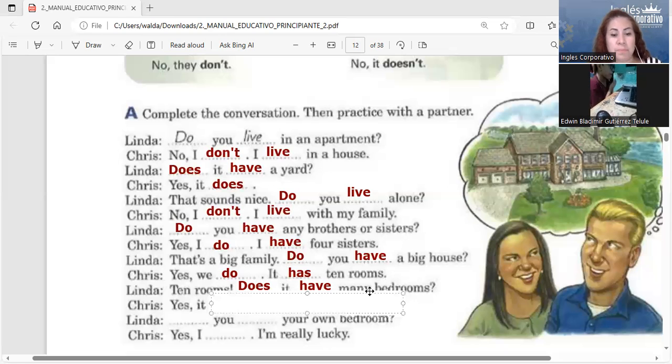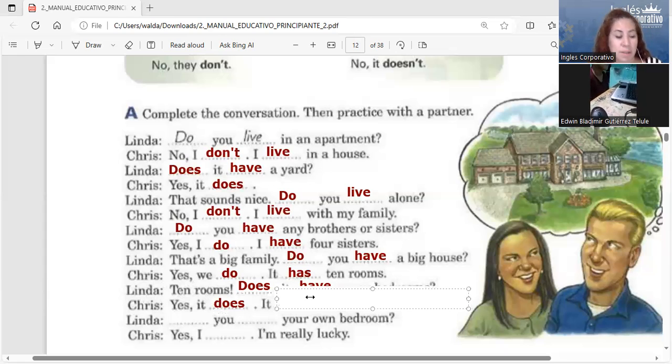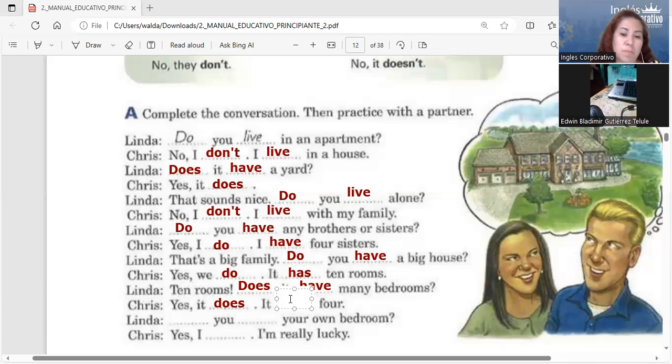Yes, it does. Yes, it does. It does. It, third person singular. Have or has? Has. Good. It has, because it's third person singular. It has four.